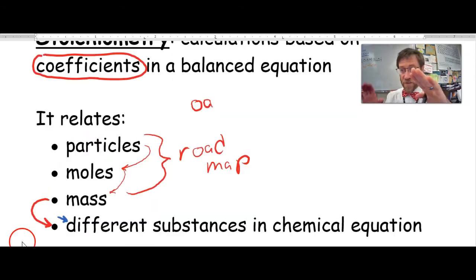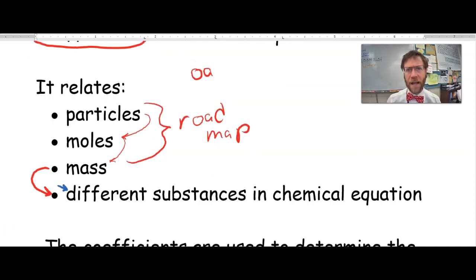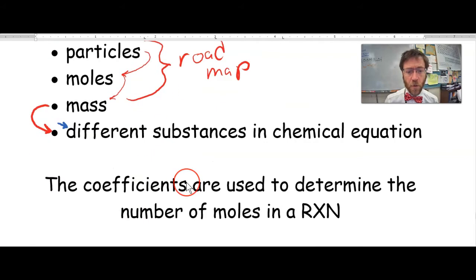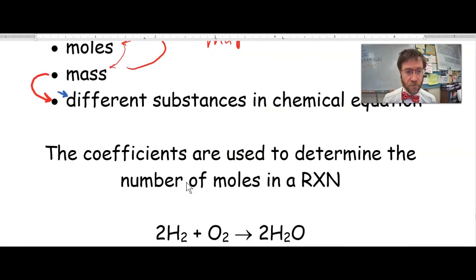So we're just going to go from moles of one substance to moles of another, whether we're going to figure out how much we need of the ingredients to make it work properly, or if we start with so much reactant, how much product do we make? We'll see all kinds of different ways to go back and forth. So here's how it works, right?